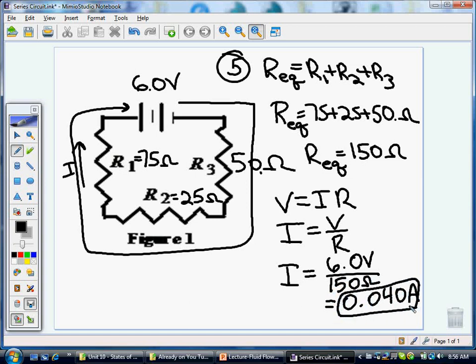So total potential difference divided by total resistance in the series circuit gives you the current for the circuit.